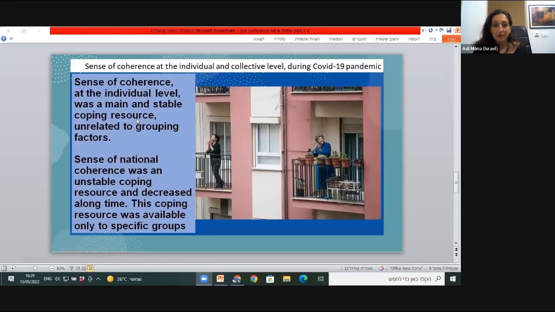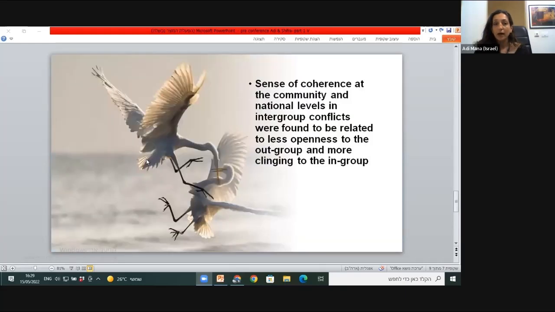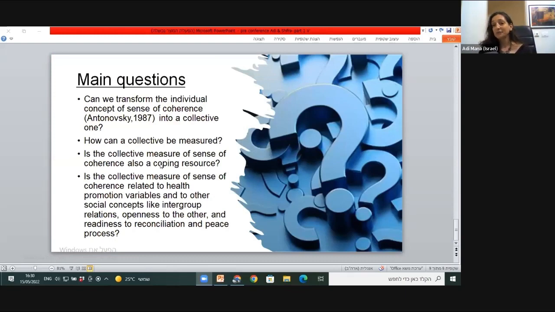Since I have very limited time, I will just mention that sense of coherence at the individual level was a main and stable coping resource during COVID-19, unrelated to grouping factors, and sense of national coherence was an unstable coping resource and decreased over time. And this coping resource was available only to specific groups. Also, in the context of intergroup conflict, sense of coherence at the community and national level was found to be related to less openness to the out-group and more clinging to the in-group. So in our breakout room, we would like to discuss the following questions and share with you the results of our studies, and we hope to see you there. We are open to questions from you. Thank you.